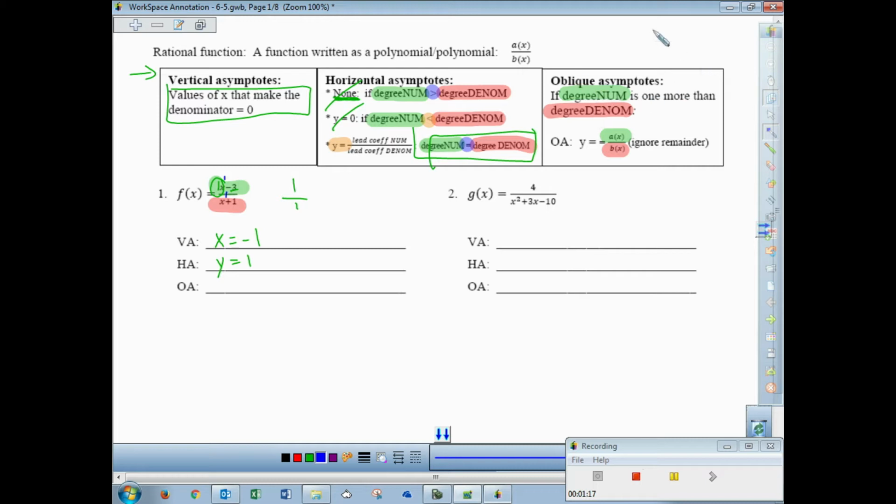You're looking for an example of something like this: isn't the degree of the numerator 2 and the degree of the denominator 1? Isn't that degree 1 bigger than it, right? So there is none in this situation. There were no oblique asymptotes because the degree of the top has to be one more than the degree of the bottom for that to happen.